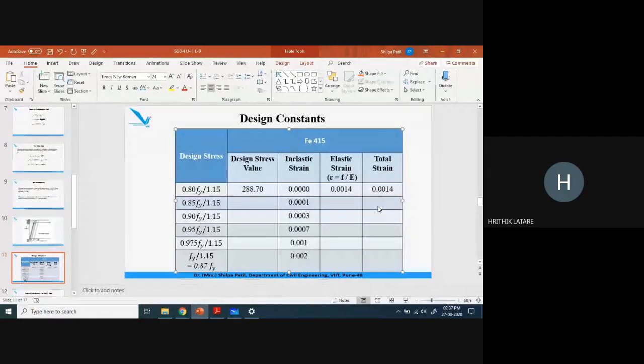Ma'am, design stress value is 306.73. Correct. 73 or 74? What is the value? Actually, 739 was that. 74. Okay, so it is 74. Then the inelastic strain value is 0.0001 as per the curve. Find out the elastic strain, f upon E.